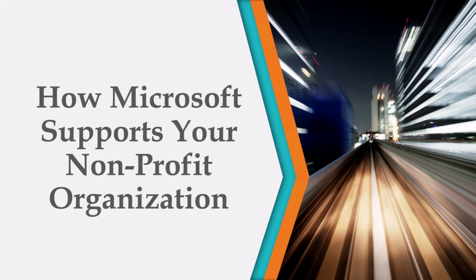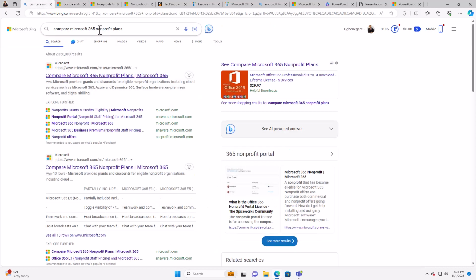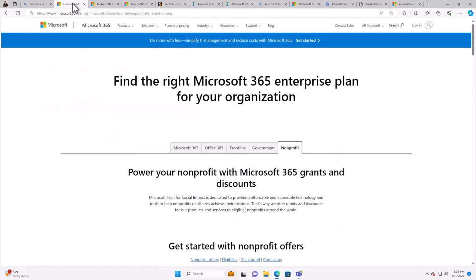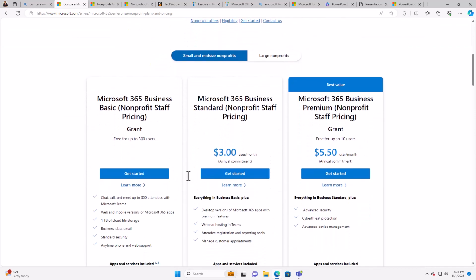Yes, let's jump into a browser so we can see some of these subscriptions that are available for free and those that are actually at a discounted price. All right, so we are in a browser. If you type in compare Microsoft 365 non-profit plan and you open this first page, it's going to take you to this page where you have the non-profit subscriptions. So on the Microsoft 365 side, this is the Microsoft 365 non-profit offering.